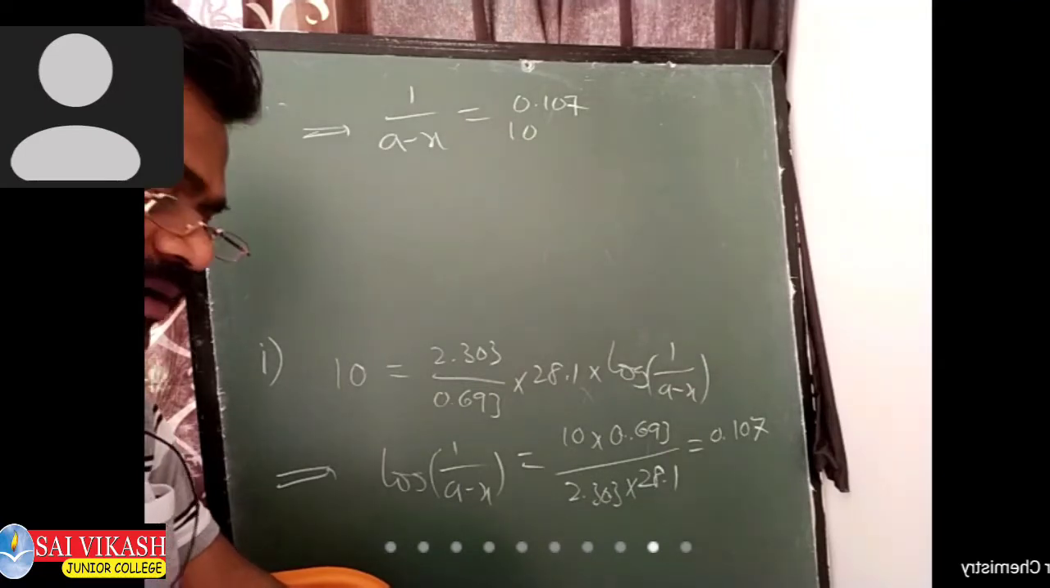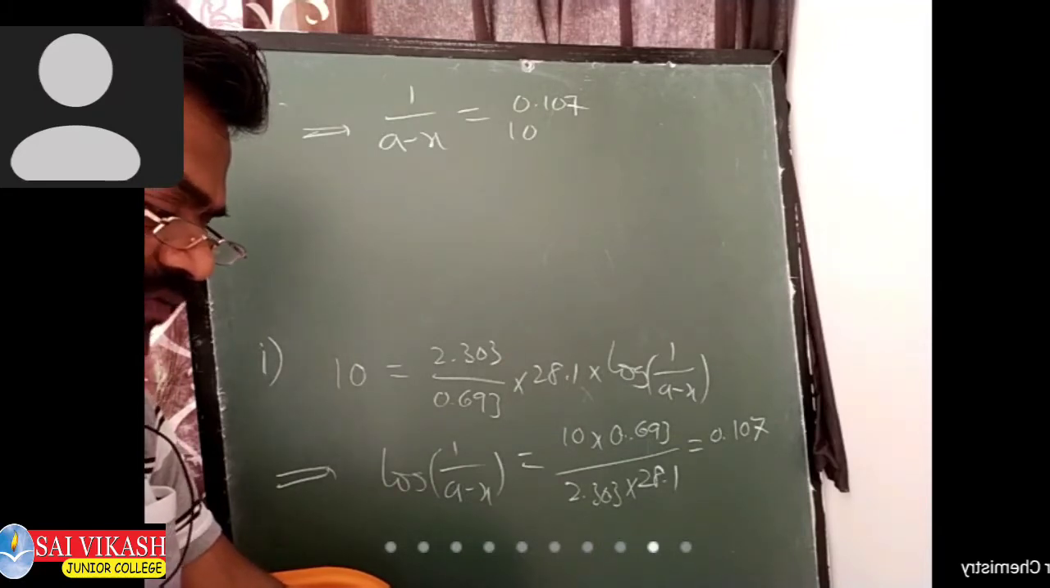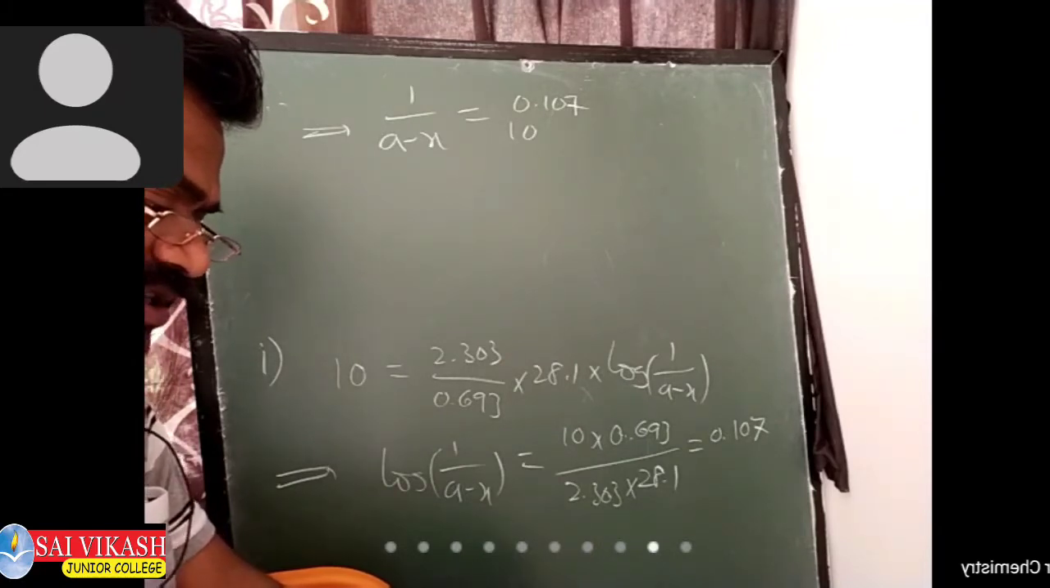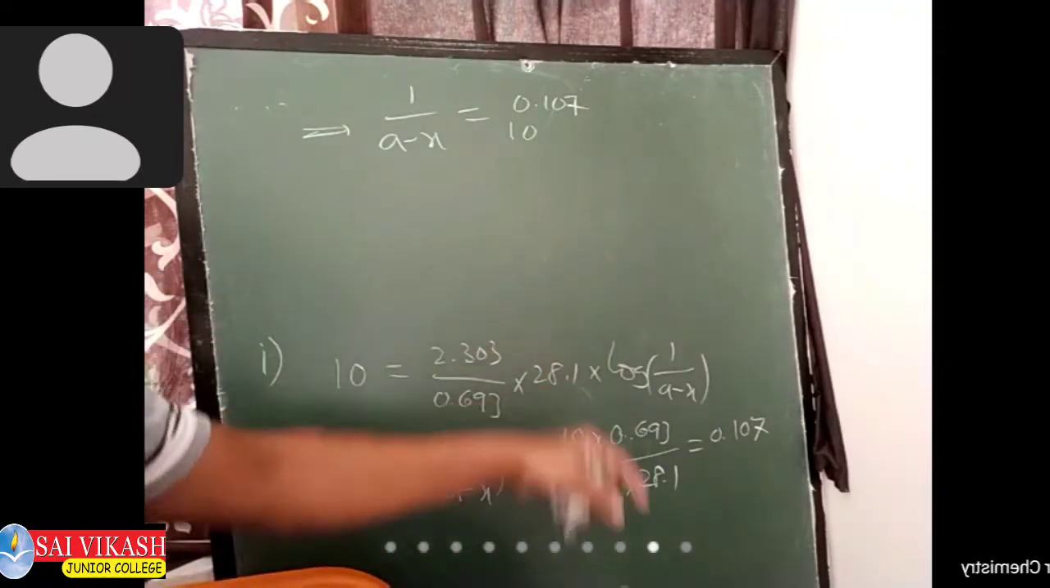Yeah, the antilog values they will give. Otherwise, in examinations they will provide the log tables. In final examinations they will provide the log and antilogs. Otherwise, in the question itself they will give the values of log and antilog. Tell me this value, how much?